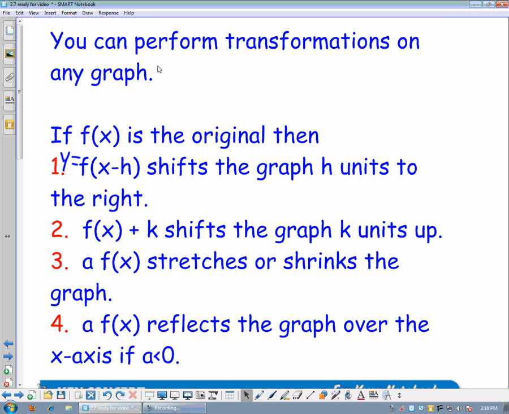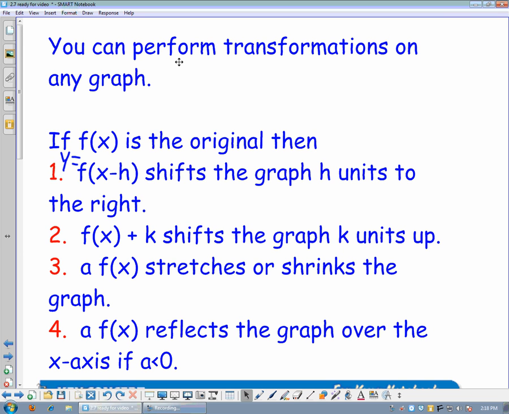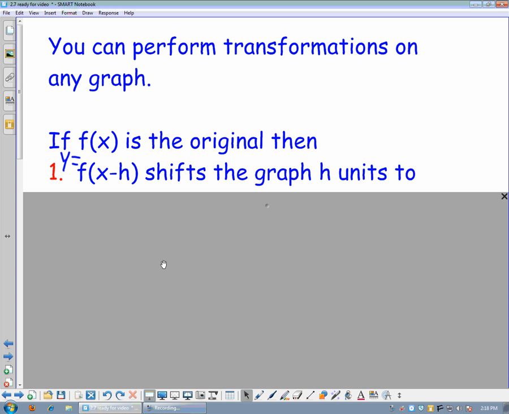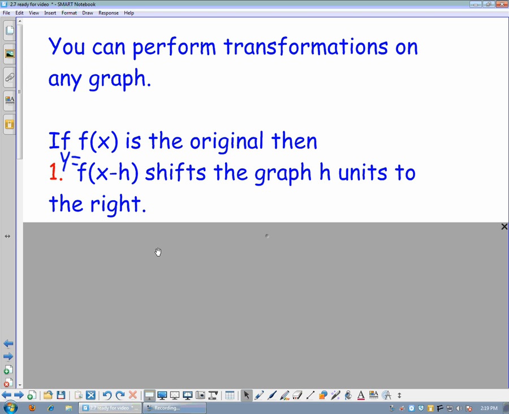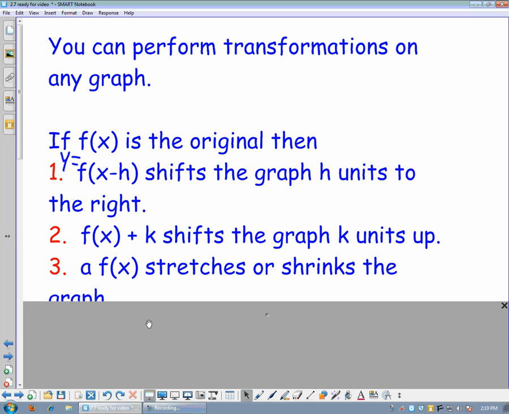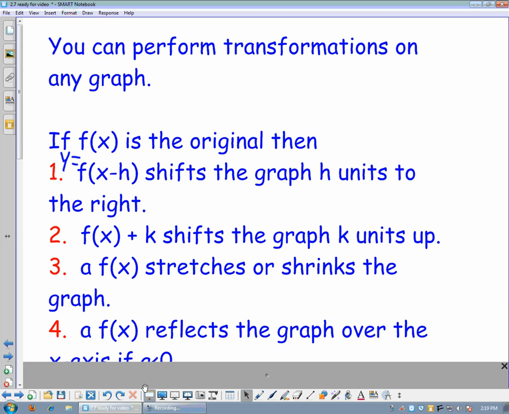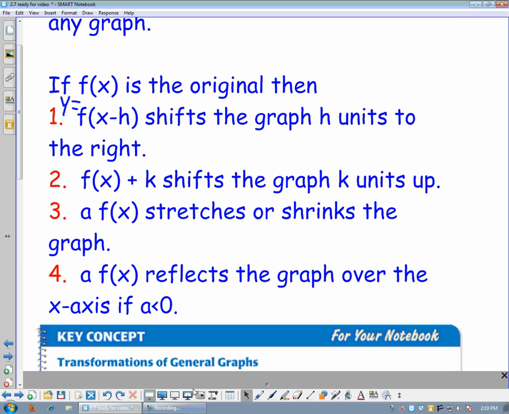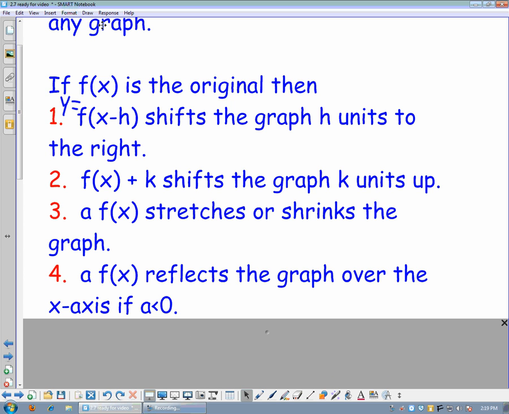All right, so what about these transformations? You can perform transformations on any graph, not just absolute value graphs. And so here's the deal with this. If f of x is your original, then y equals f of x minus h is going to shift the graph h units to the right. And f of x plus k is going to shift the graph k units up. A times f of x is going to stretch or shrink the graph. And a times f of x is also going to reflect the graph over the x-axis if the a is less than 0.